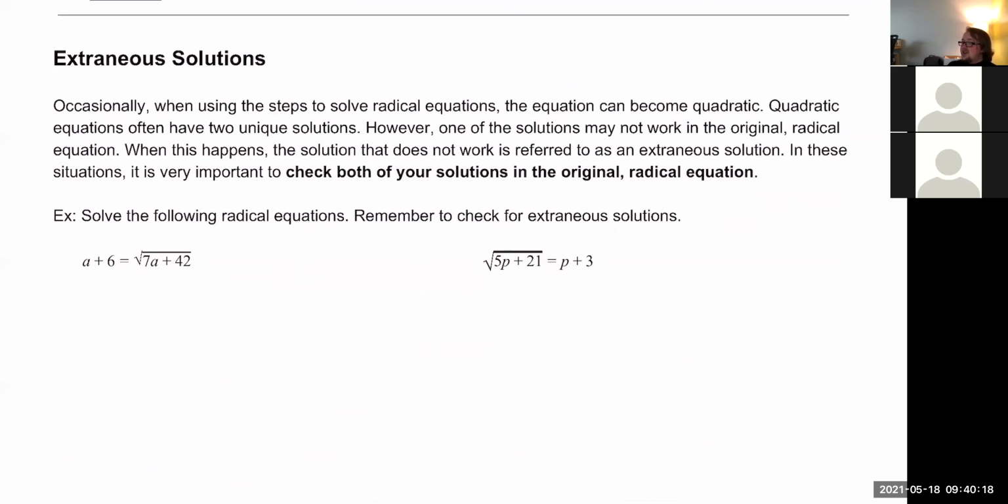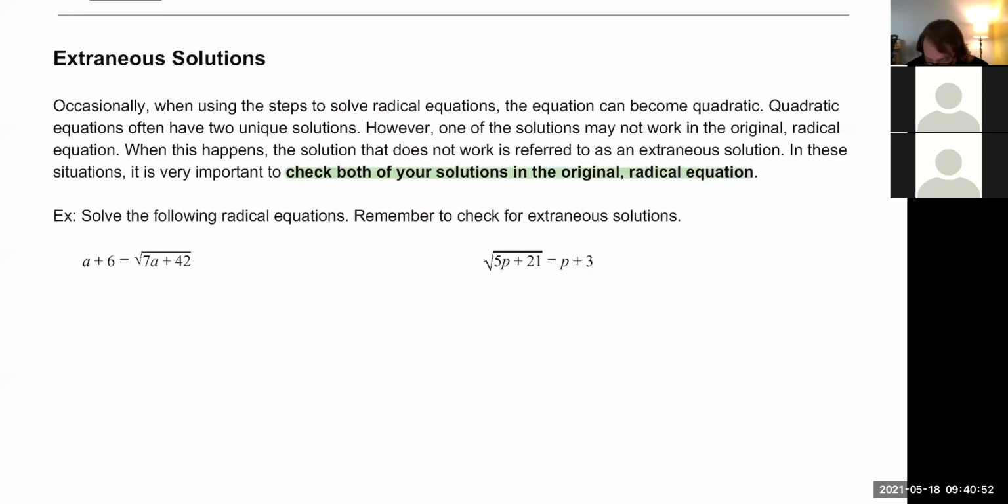So when this happens, one of the 2 solutions can in fact be extraneous. If you hate that word, you can think of it as just extra. It's an extra solution we find through our process, but when we go back to evaluate it in the original problem, it turns out it didn't actually work. So in these situations, it is very important to check both of your solutions in the original radical equation. I'm going to highlight a couple pieces here.